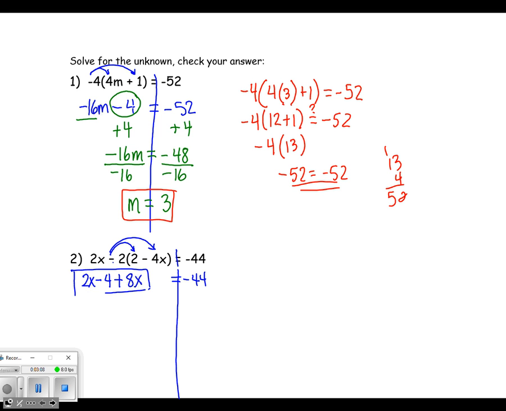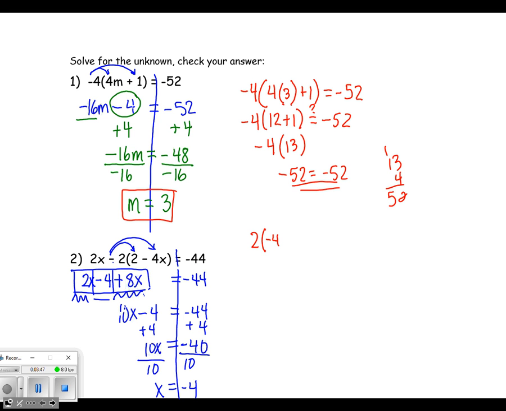Then I'm going to go with my box here, divide up my terms. I got a variable term, constant term, variable term. 2x plus 8x is 10x. Then I have -4 still, and that equals -44. I want to add 4 to both sides. That gives me 10x equals -40. And then I divide by 10 on both sides. And that gives me x equals -4.